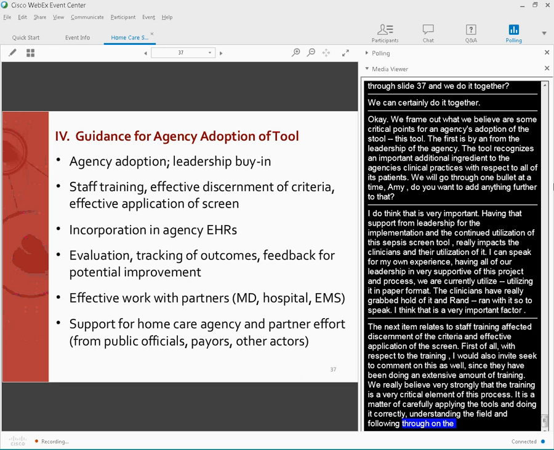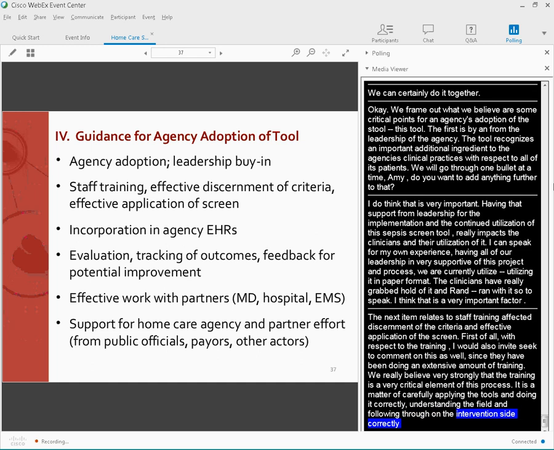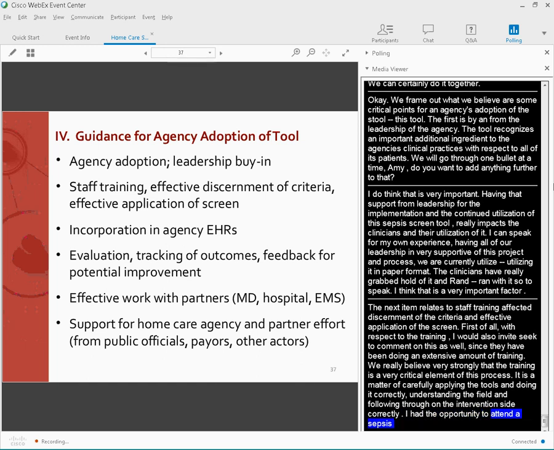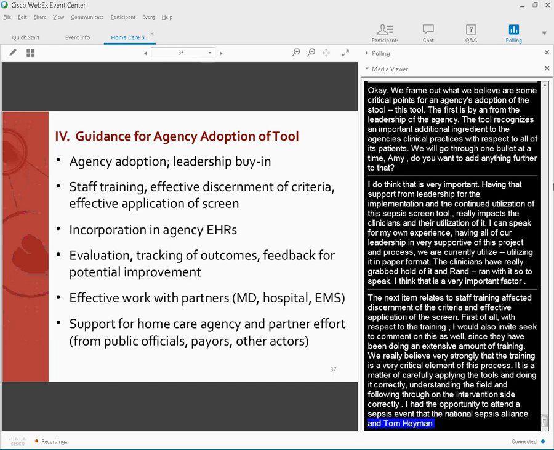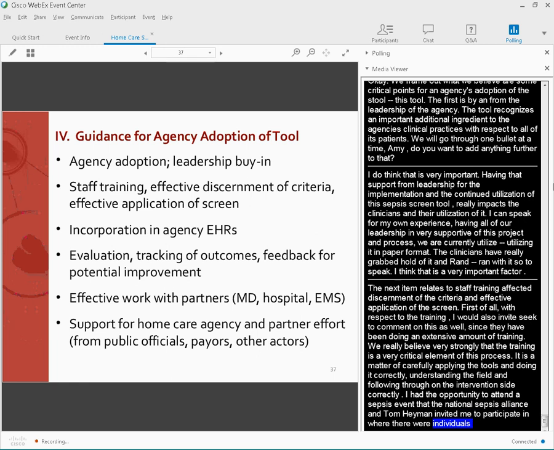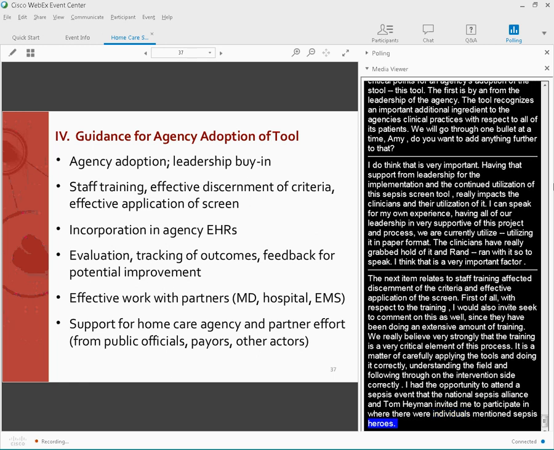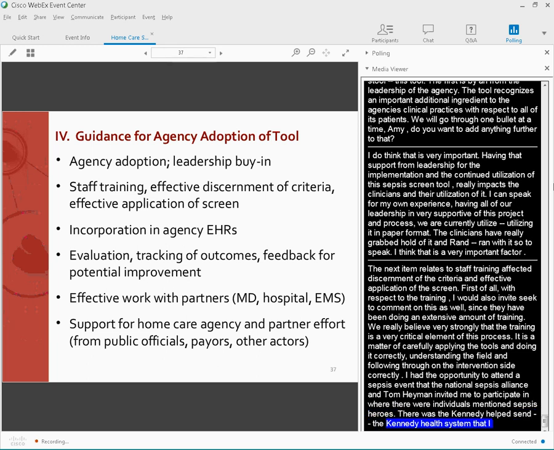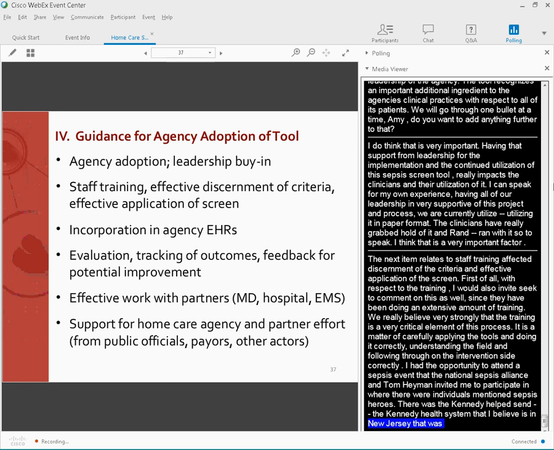I had the opportunity to attend a sepsis event that the National Sepsis Alliance and Tom Heymann invited me to participate in, where there were individuals. Tom mentioned the sepsis heroes. There was a health system, the Kennedy Health System, that I believe is in New Jersey, that was recognized for its work nationally in the progression of reduction in sepsis morbidity and mortality.